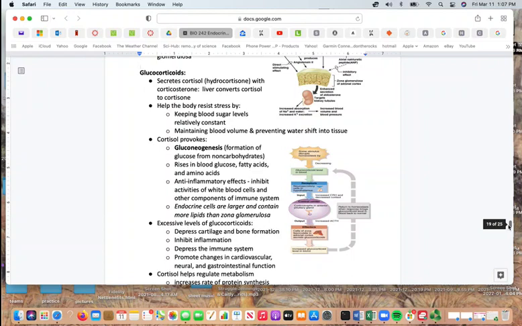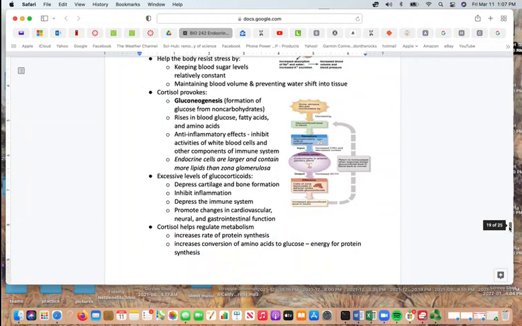into the tissue. So things that will happen, it's going to provoke gluconeogenesis. So that literally means generates new glucose. You'll have a rise in blood glucose, fatty acids, and amino acids. It does have an anti-inflammatory effect. It inhibits the activities of the white blood cells. So if you think about it, if you're in a fight or flight response and a stress response, having more inflammation and immune response is not going to help you be able to fight off the stress. And that's what the goal of this hormone is.